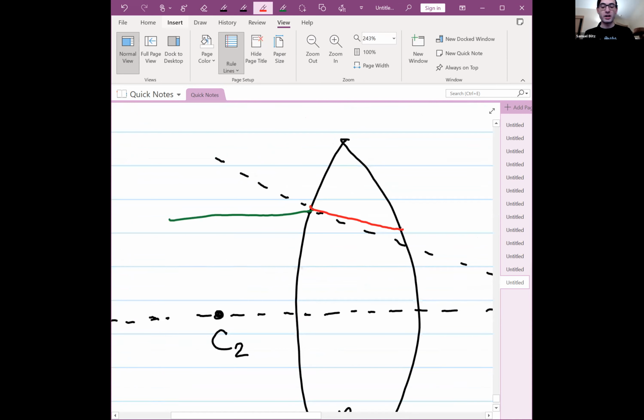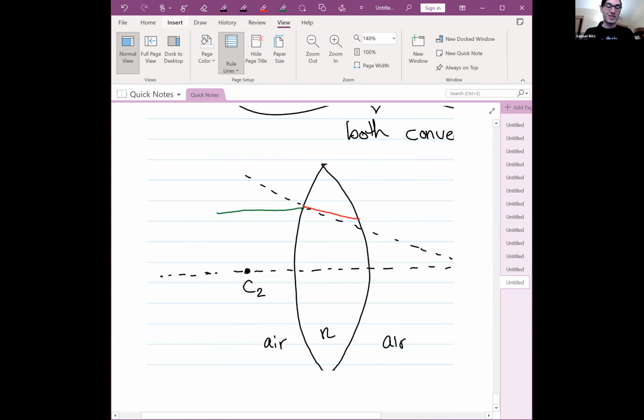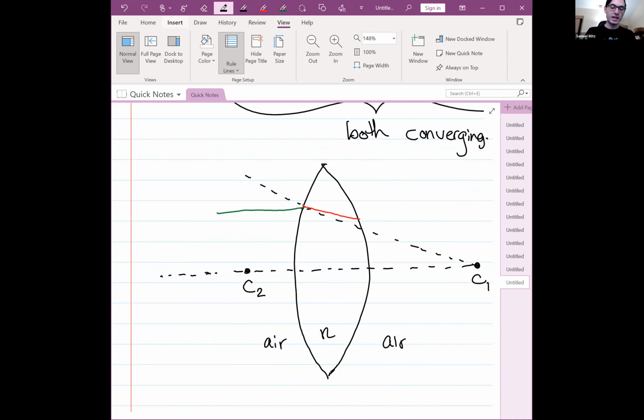Now we know that at that interface, the normal that it interacts with is this normal, the normal that comes from that center. So we have to draw that. And so in this case, again, it's going from a slow medium to a fast medium. So it should bend away from the normal. So this ray is going to bend even more downward.